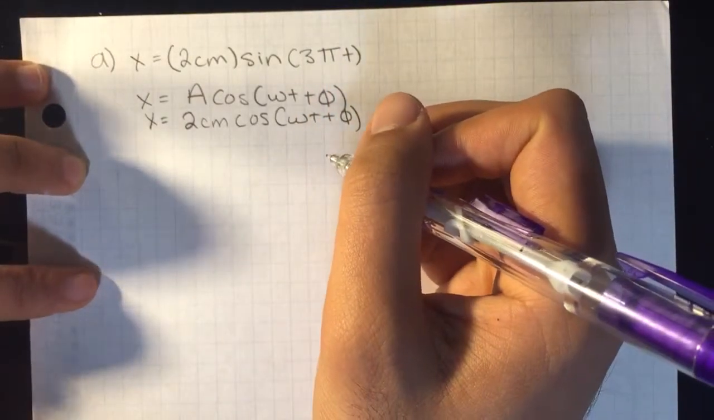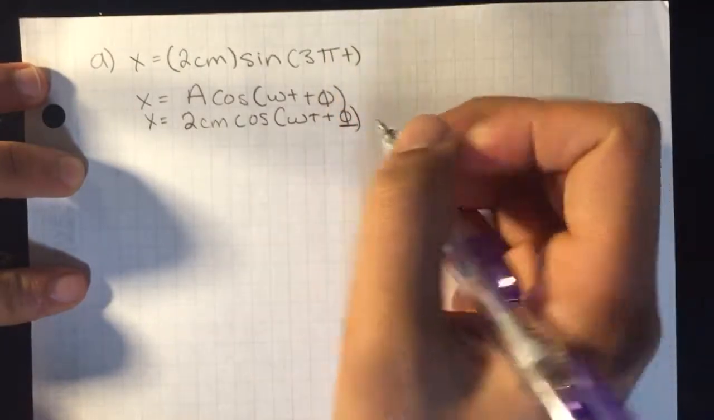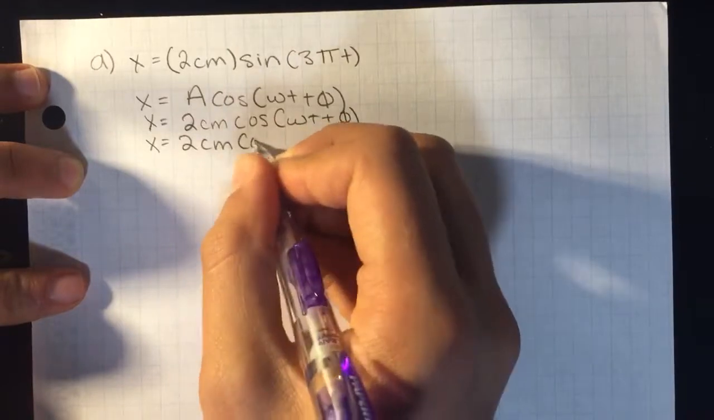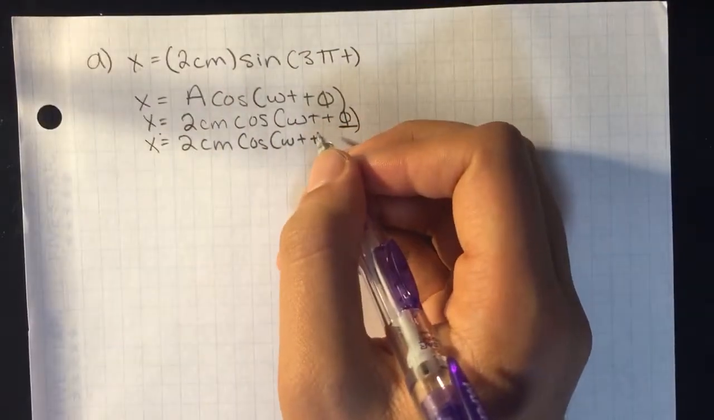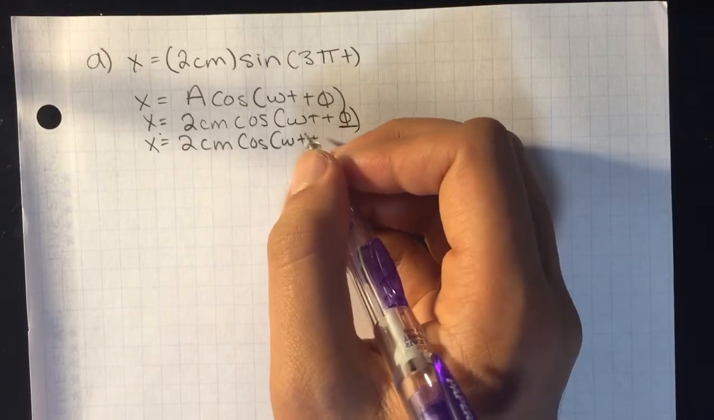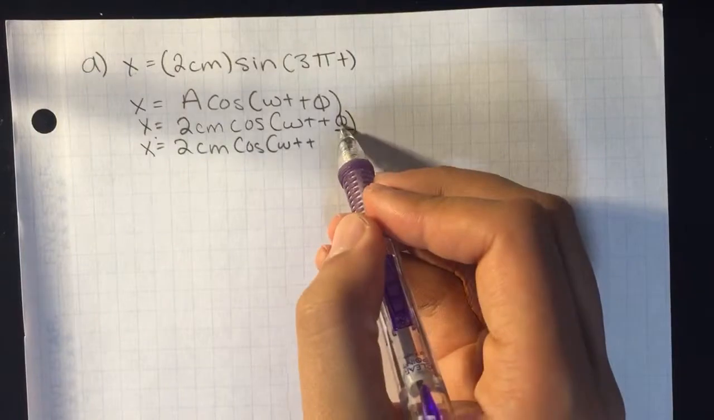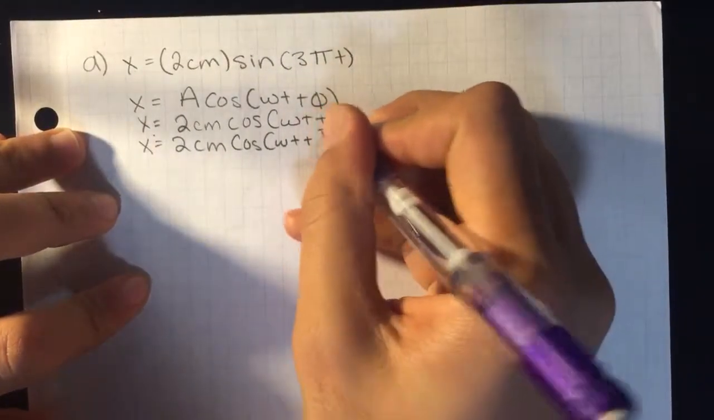Then it says that it starts at the origin. That's going to deal with our phi, which is our phase shift. So it's x equals 2 centimeters cosine of omega t plus pi over 2, because that's going to be the middle, at the origin, because when there is no phi, that's going to be on one end. So our phi is pi over 2.